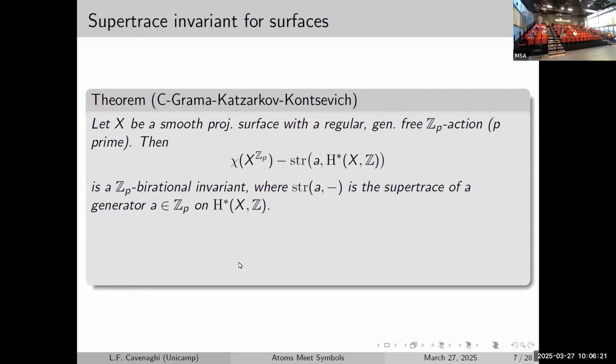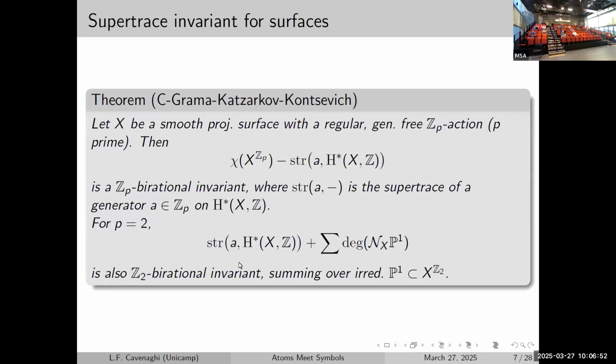Now, this statement works for Z_p actions for p prime. And the claim is that, again, this quotient is a Z_p variation invariant. So to check this, you check that invariance on the blocks. All right. And here we take a to be a generator of your cyclic group. Then you look at the induced action in homology, take the homology vector space, and I claim that's Z_p variation invariant.